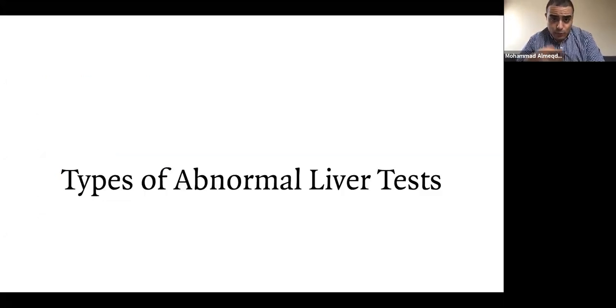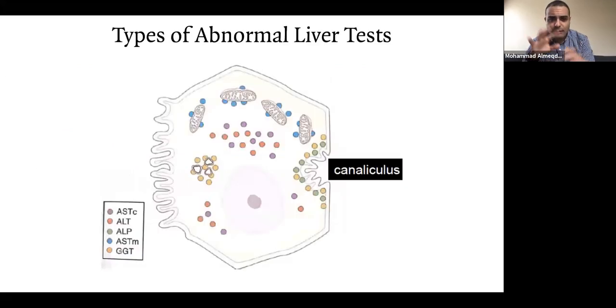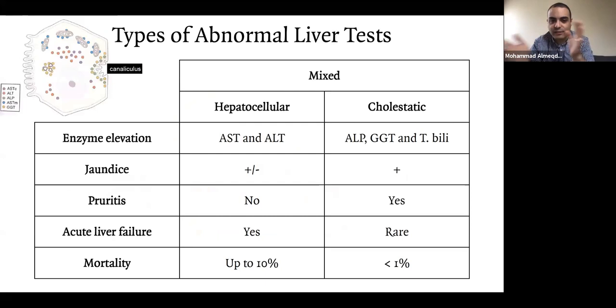Which comes to the important part. Now that you know all of these liver tests, there are multiple types of abnormal liver tests, but mainly two. And in order to understand them, again, we need to look at the hepatocyte. You've got the ALT, AST swimming inside the hepatocyte itself, and the AST in the mitochondria. You've got the ALK-Phos GGT swimming in the canalicular side and in the cholangiothelium. And based on that, you can classify, right?